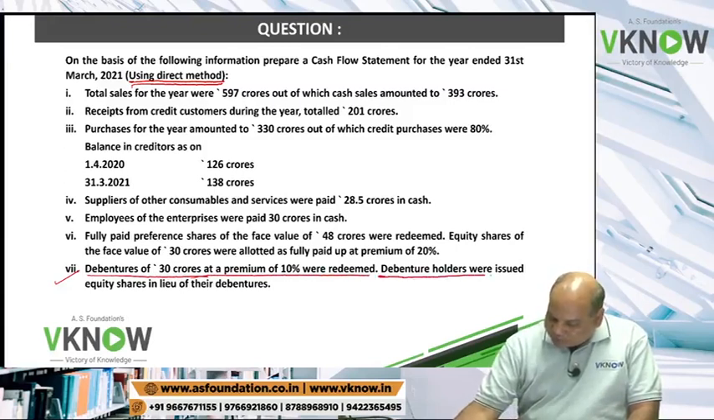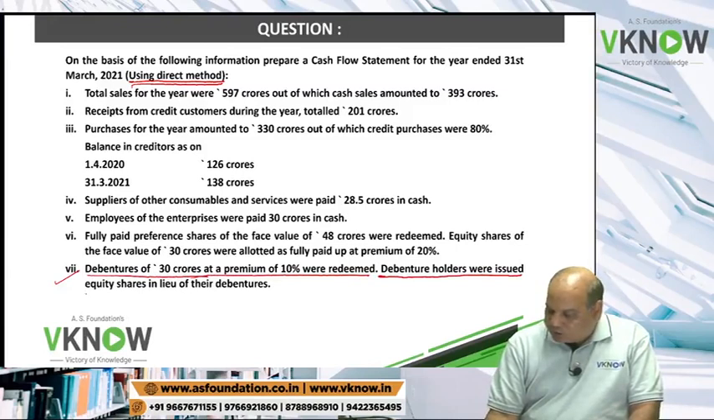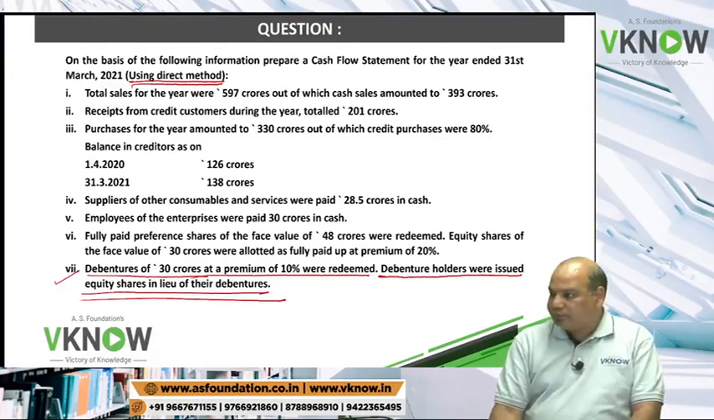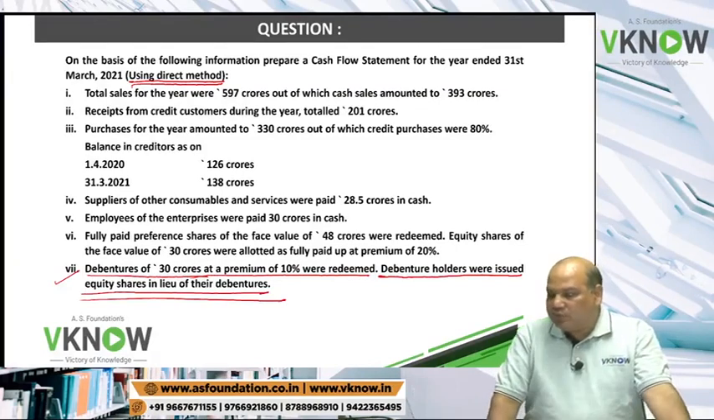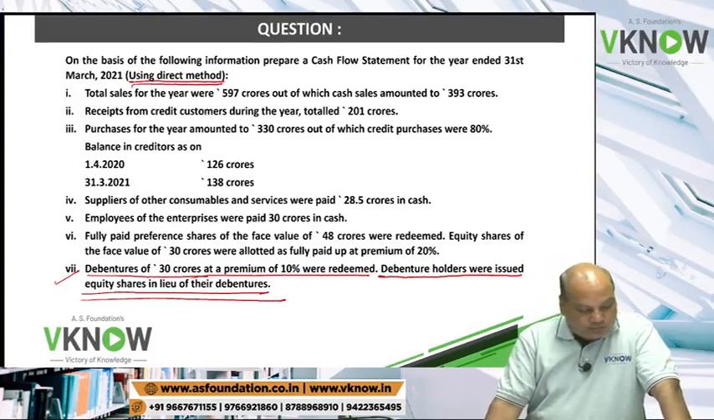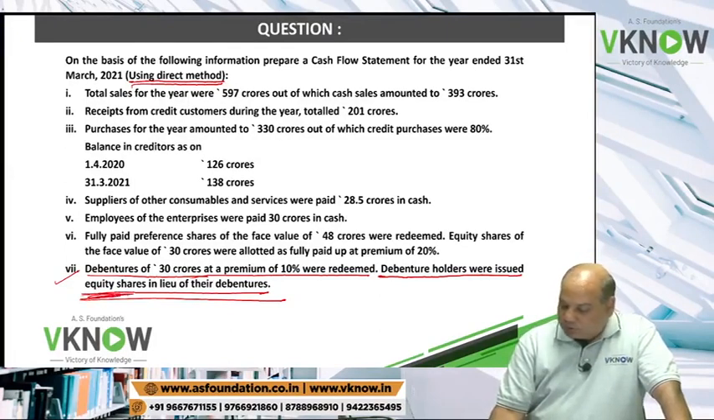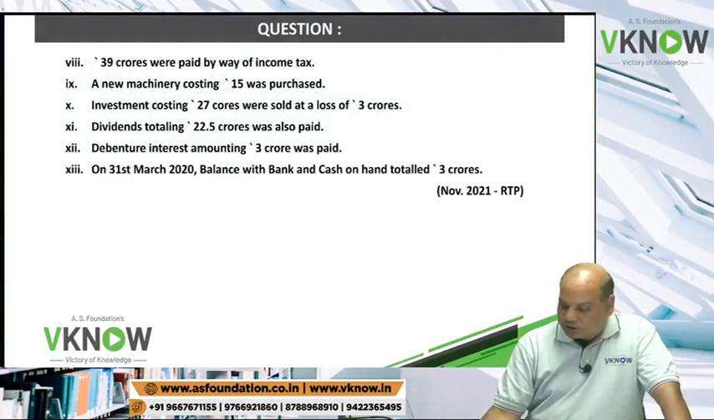Double underline. Debenture holders were issued equity shares in lieu of their debentures. That means instead of paying cash, they were issued equity shares of 33 crore. So if they are issued equity shares in place of debentures, it is a non-cash item.